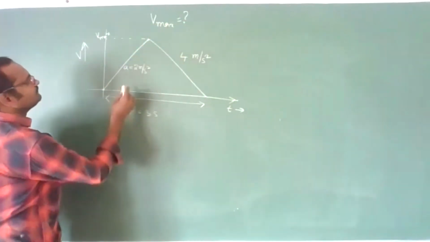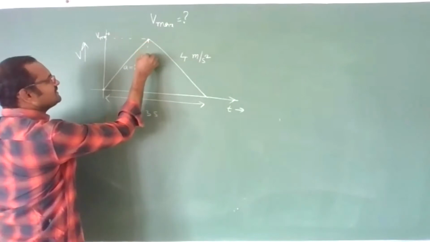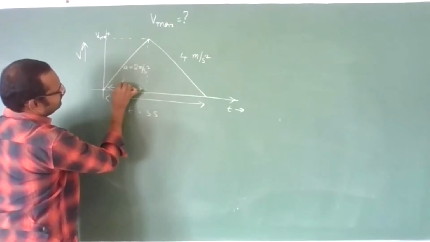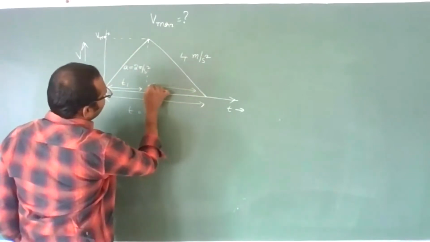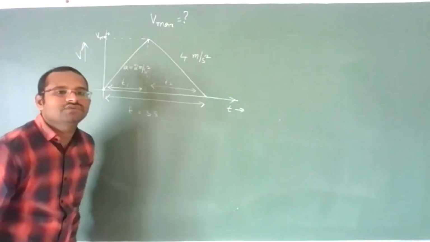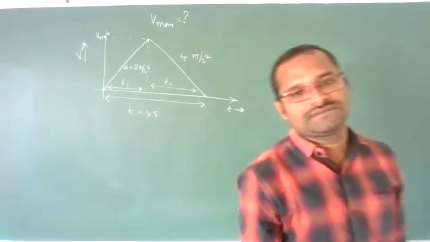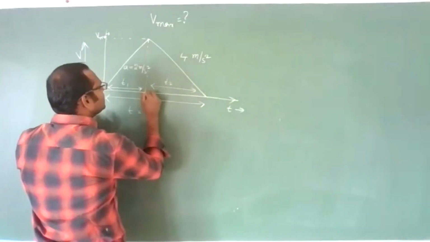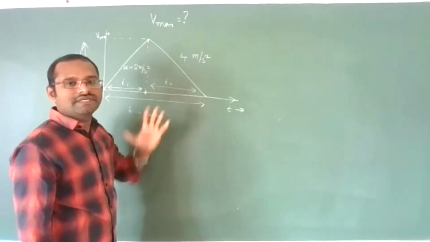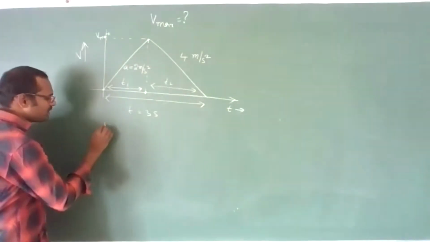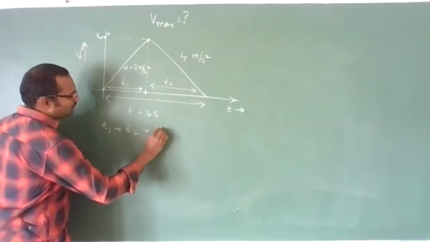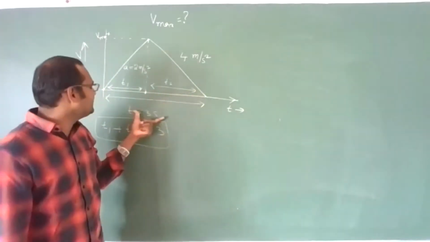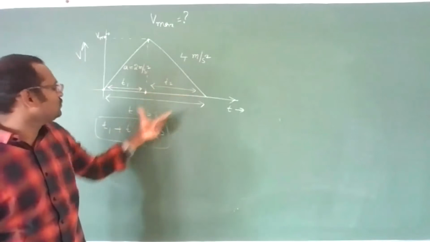Okay, fine. Let us imagine this time. Let us take t1 time. Then this time will be t2 time. Is it okay? Yes, correct. This time is t1 up to here, and this time is t2. Correct? And according to the question, t1 plus t2 should be equal to 3 seconds. Total time of journey is 3 seconds given. So t1 plus t2 should be 3 seconds.